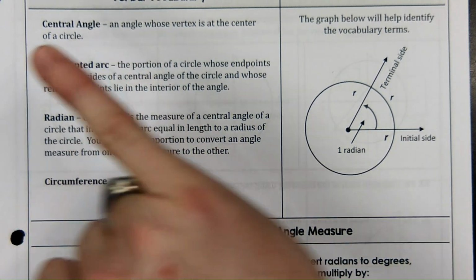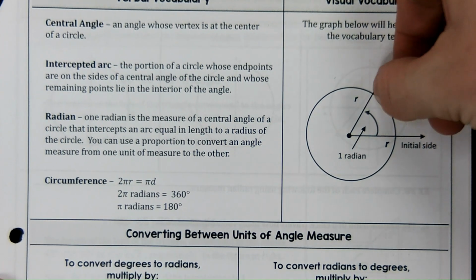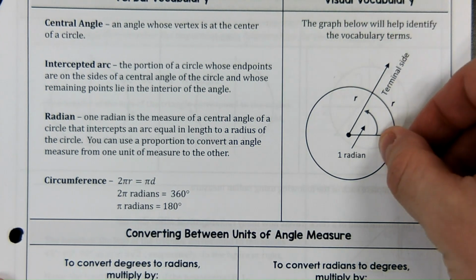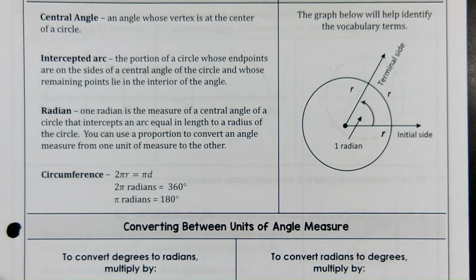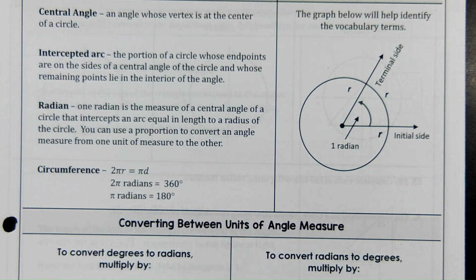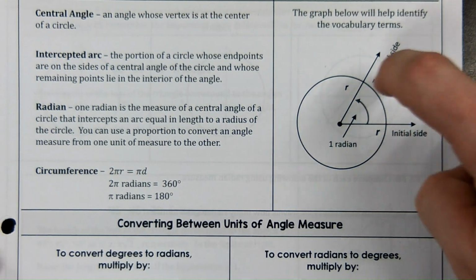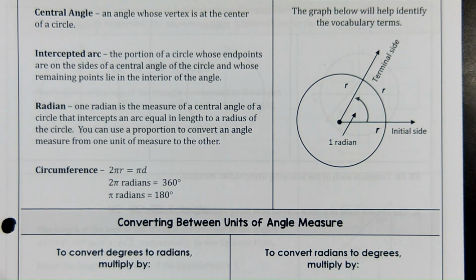When you have a central angle whose rays go through the edge of the circle, the arc that it creates is called an intercepted arc. It's the portion of a circle whose endpoints are on the sides of a central angle of the circle and whose remaining points lie in the interior of the angle. Essentially, this is an intercepted arc.